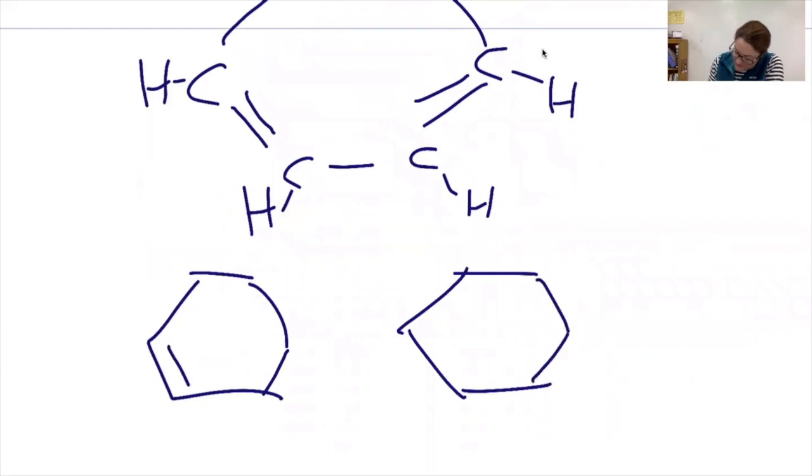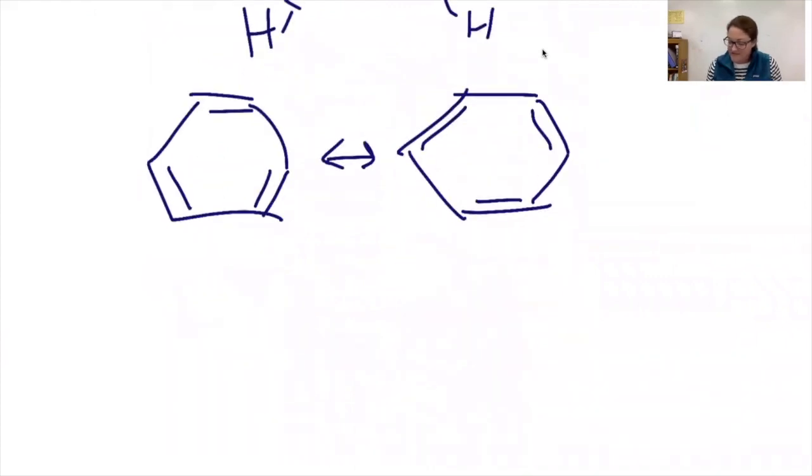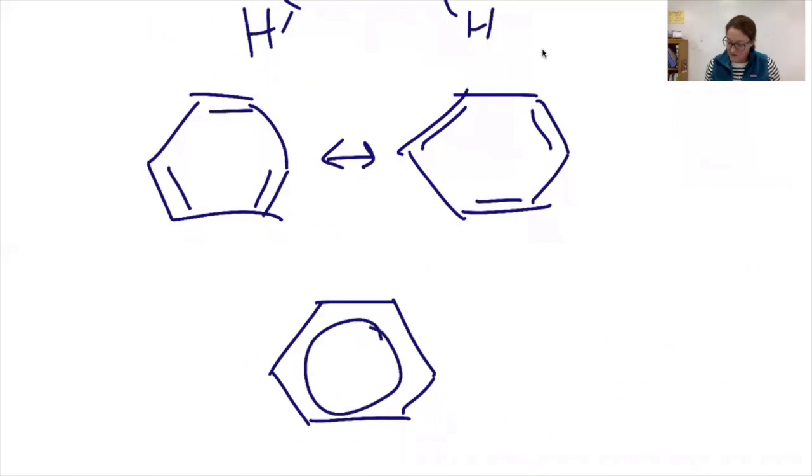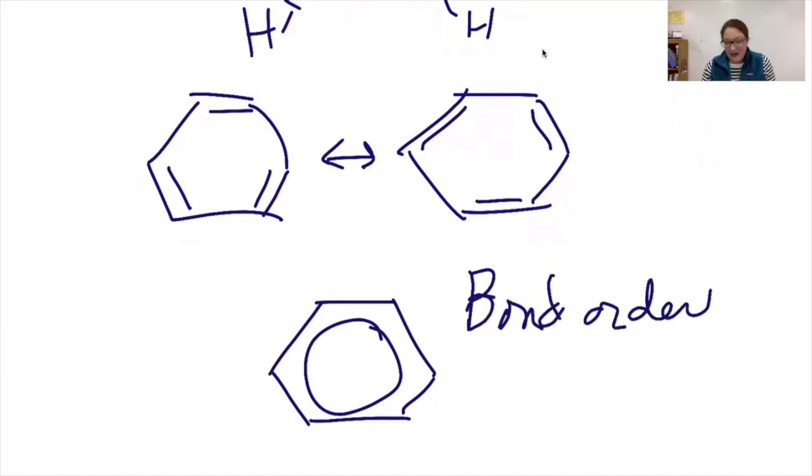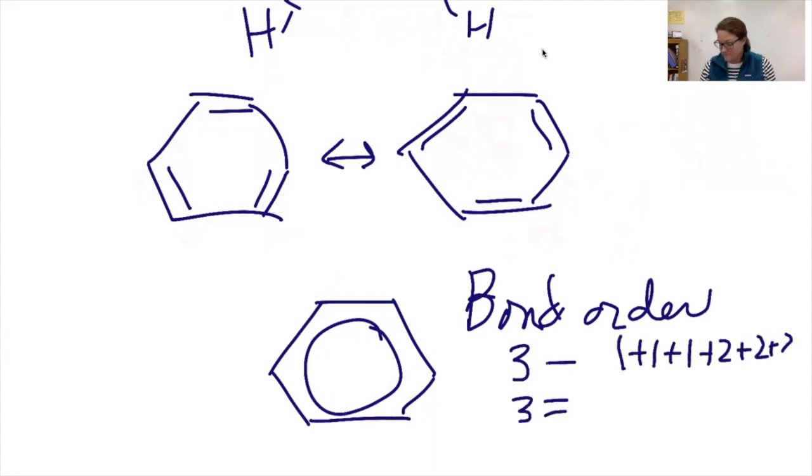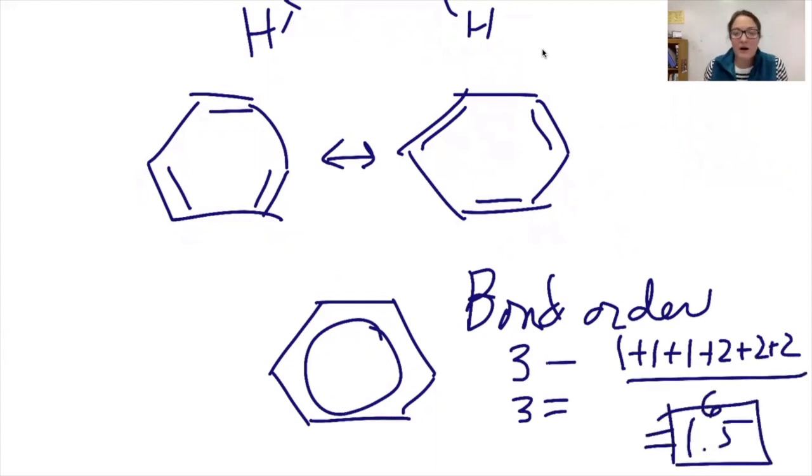In this case, I chose to double bond these. I could have double bonded those. So these are my resonant forms of benzene. A shortcut for how benzene is frequently drawn is like that. What would my bond order be? I have 3 singles and 3 doubles. My bond order of my carbon-carbon bonds is 1.5.